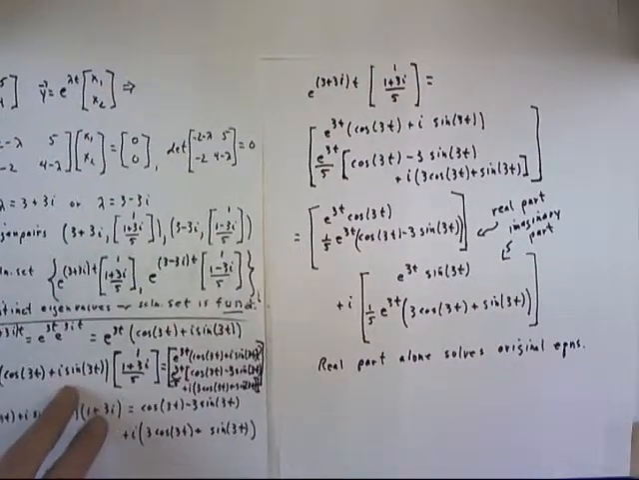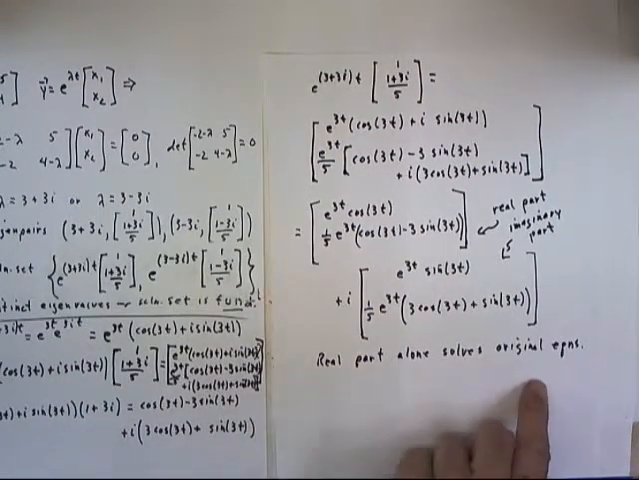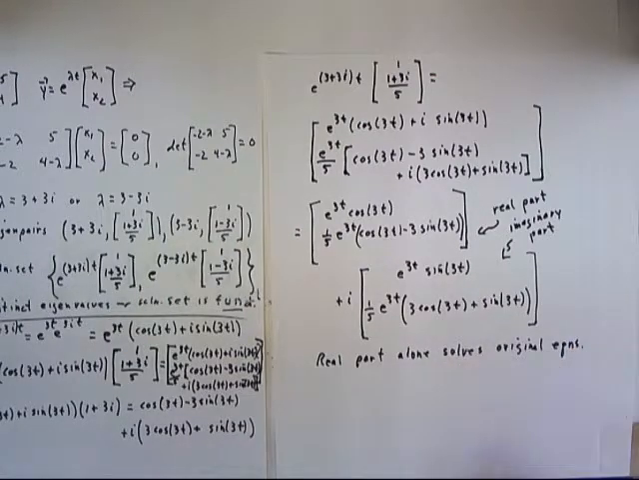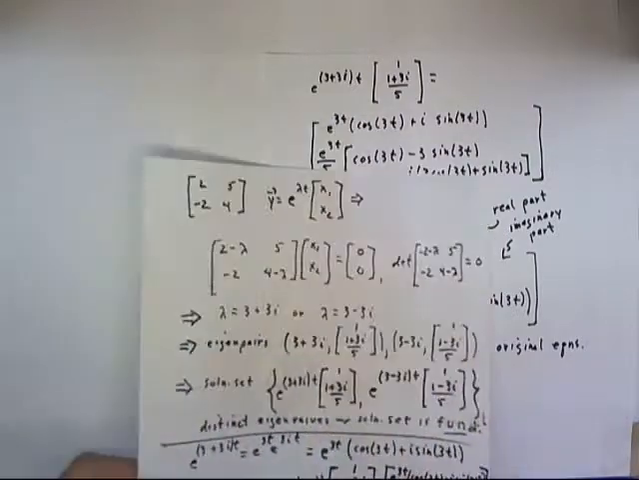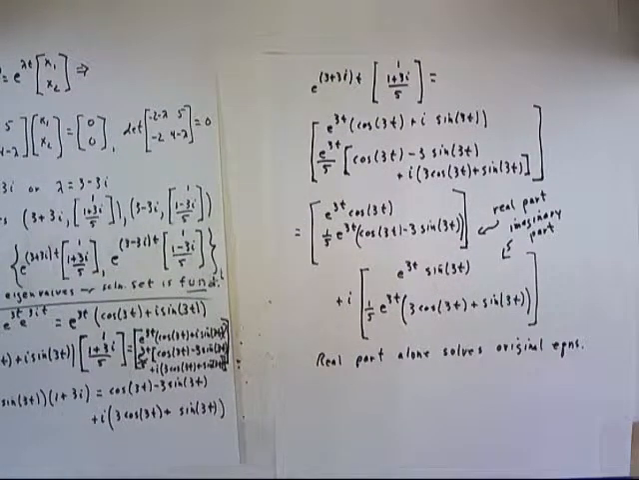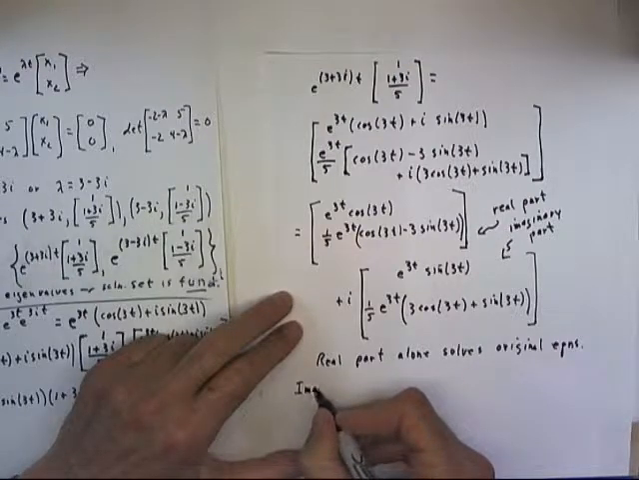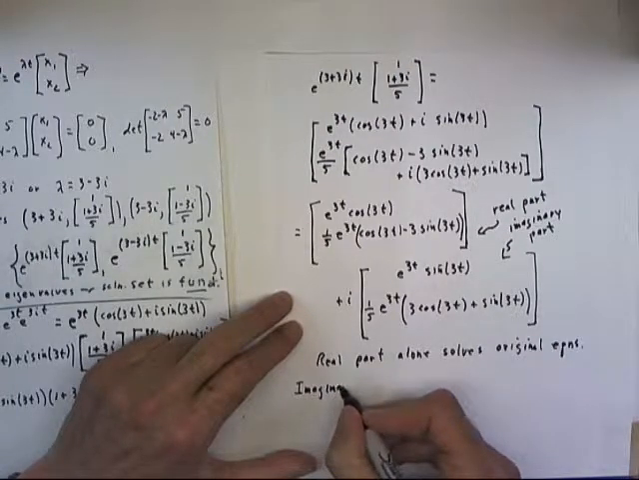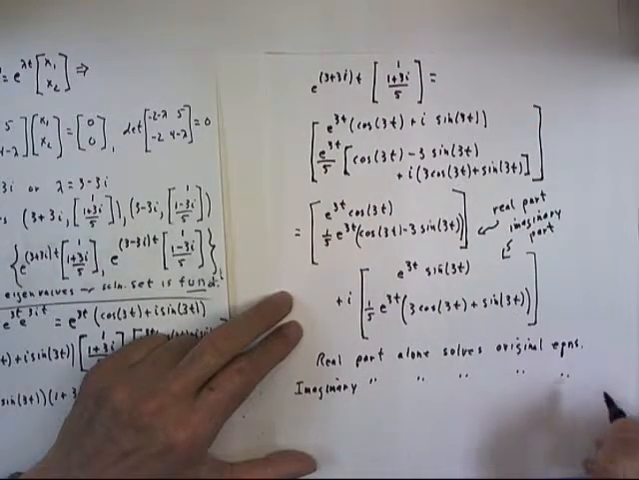Now, a really important idea is the real part alone solves the original system of equations. So if I plug this real part into the system of equations that's represented by this matrix, I should get a solution if I've done everything right and kept all my constants straight. Furthermore, the imaginary part alone solves the original system of equations.